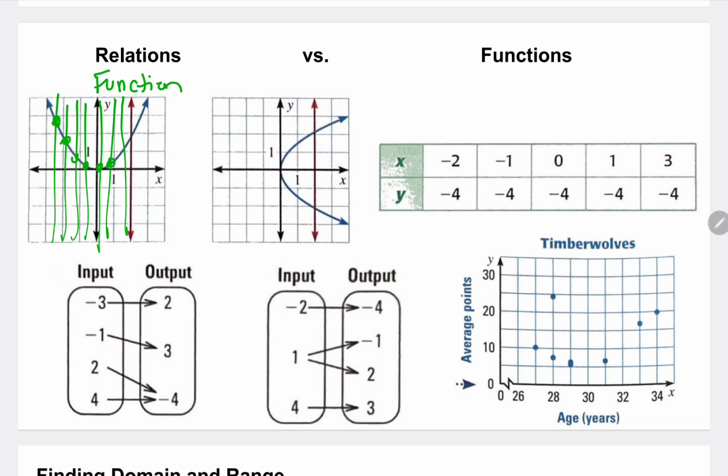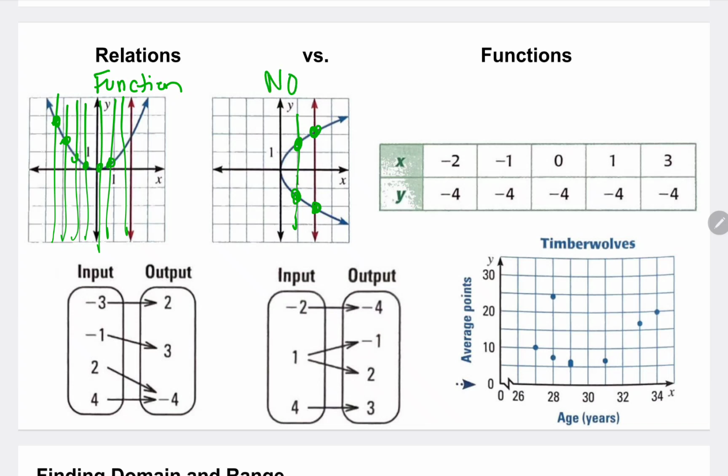So in the second picture, this does not pass the vertical line test. It hits twice. This vertical line hits the relation twice, or this vertical line at 1 also hits the relation twice. So that would not be a function.